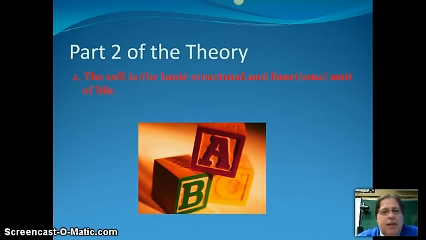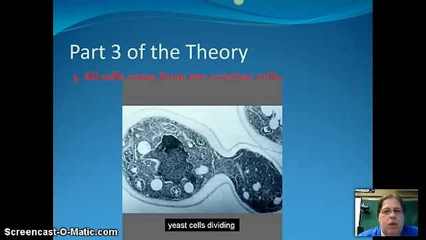Part 2 says the cell is the basic structure and function unit of life. Part 3 was that all cells come from pre-existing cells. Stop. I know what you're saying. Cells come from cells. That's the theory. But it doesn't explain how the first cell came to be. Leave that up for the future scientists of the world. Okay, but we know that the cells will reproduce and form a daughter cell. Okay?